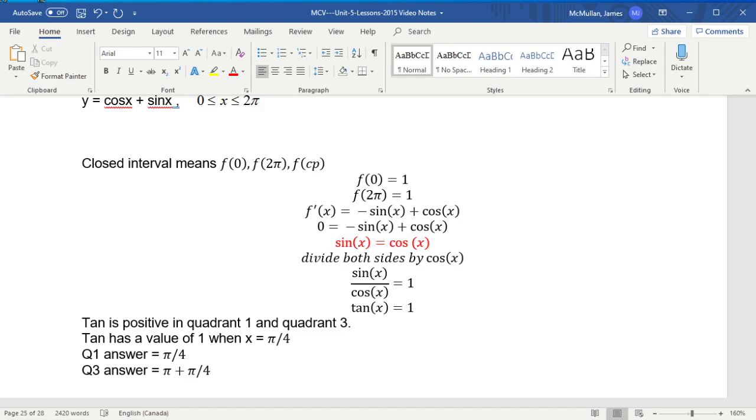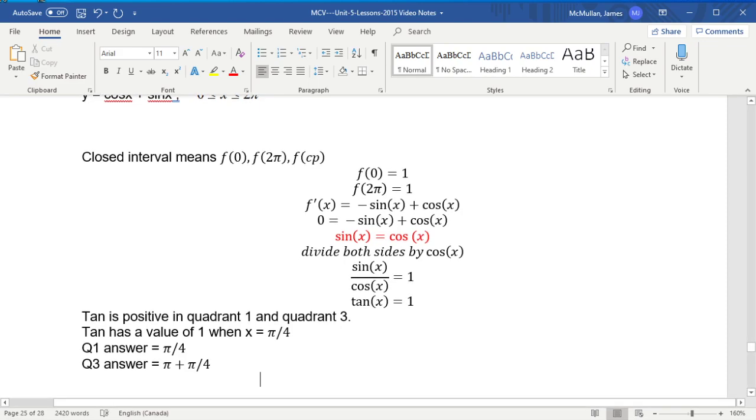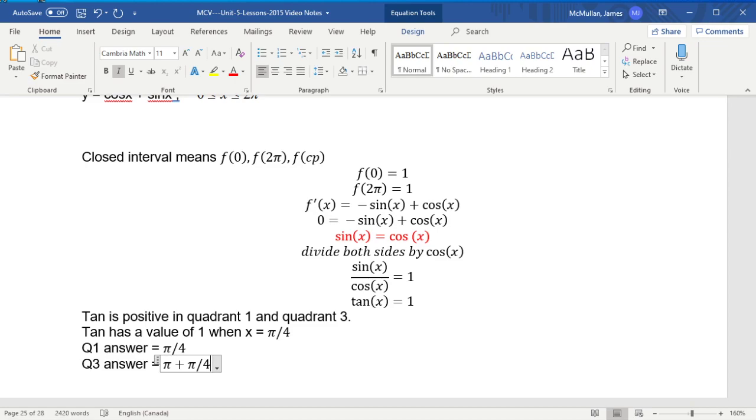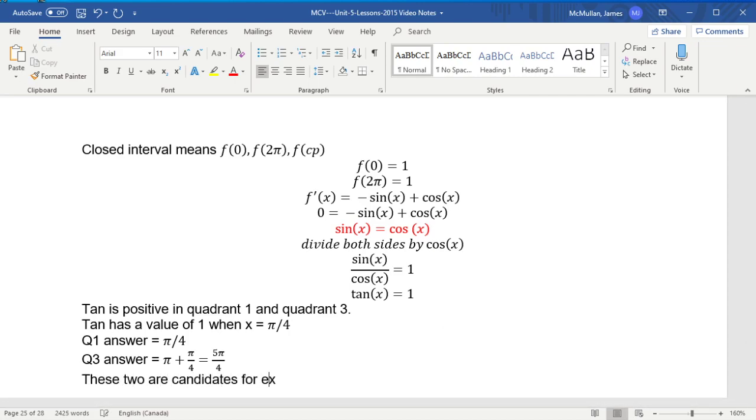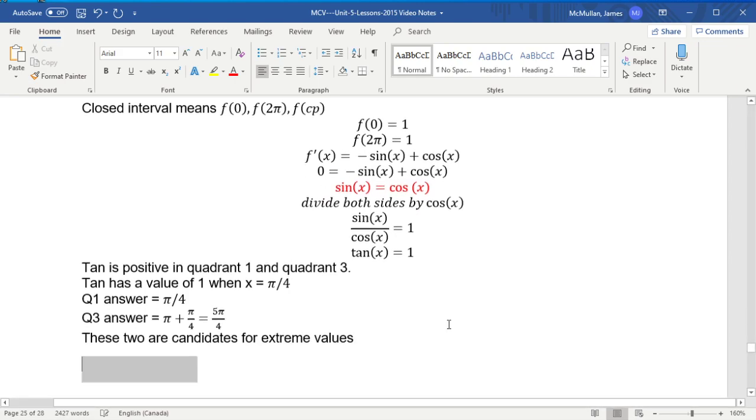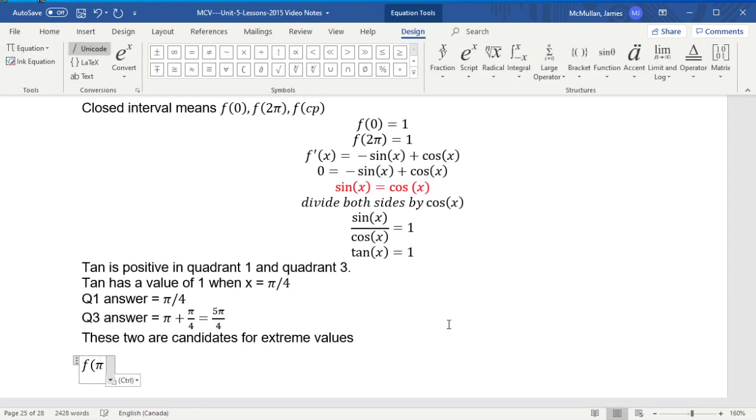So we have two answers here. x could be pi over 4, or x could be pi plus pi over 4, which is also the same thing as 5 pi over 4. That would be another place. So we have two other candidates. These two are candidates for the extreme values. So what we need to do now is check the original function at pi over 4 and the original function at 5 pi over 4.